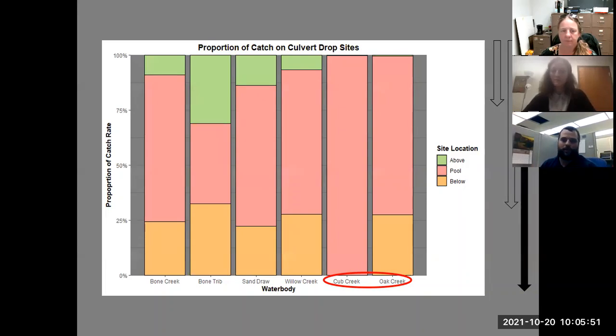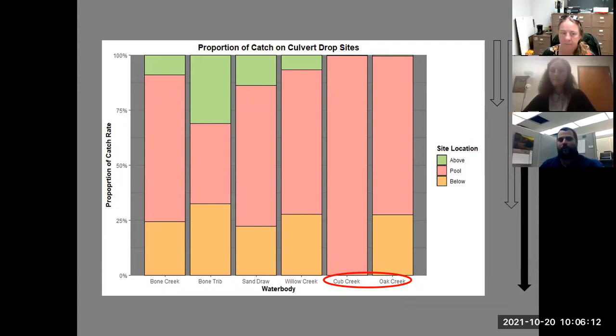So just watch those arrows. They'll kind of tell you where I'm talking about. And so this first graph is just a proportion of catch on the culvert drop sites. This is all 6 sites listed that we sampled for the fish population surveys. And this is basically just a proportion of catch rate.